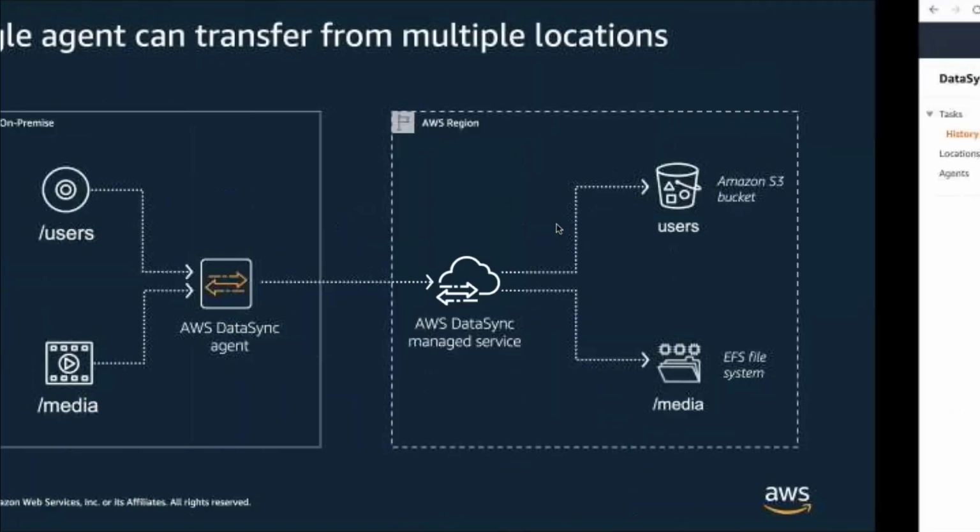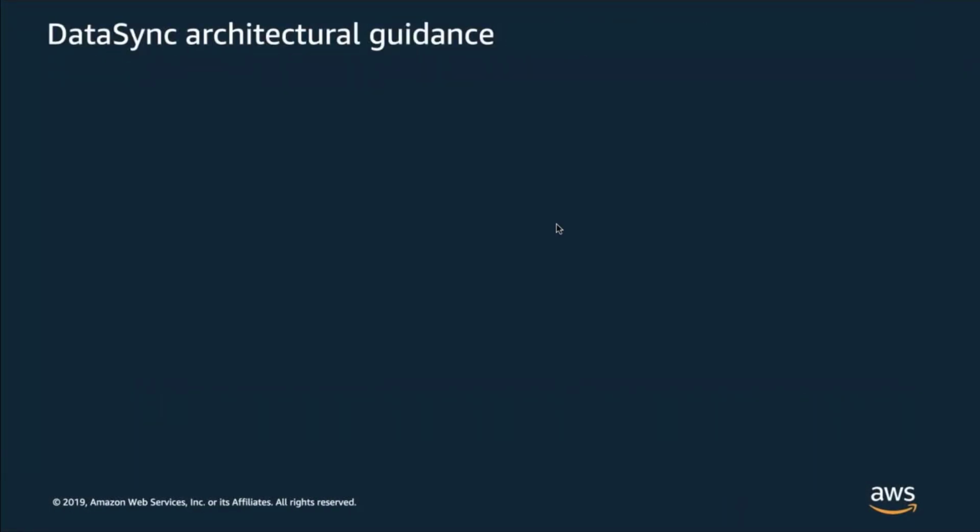So now let's review some of the architectural guidance as you go out and you start to use DataSync for your own transfer needs. So the first is, remember that DataSync is optimized for speed. So it's going to use as much bandwidth as you give it. In fact, one agent can fill a 10 gigabit per second network link. So if that's not desired, if you need to share that link with other applications or other programs, you'll want to turn on bandwidth throttling at the task level.